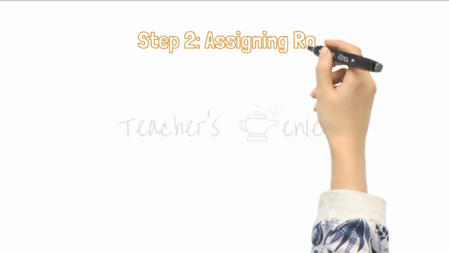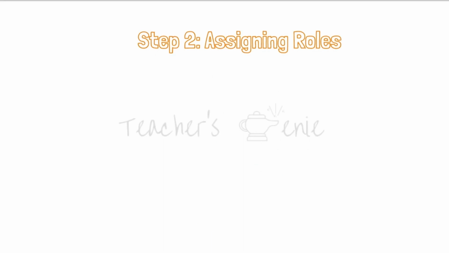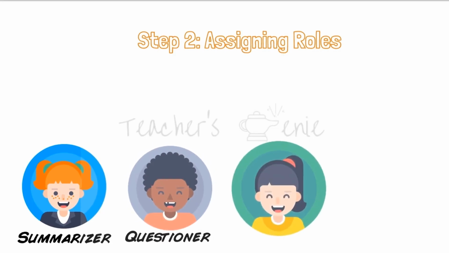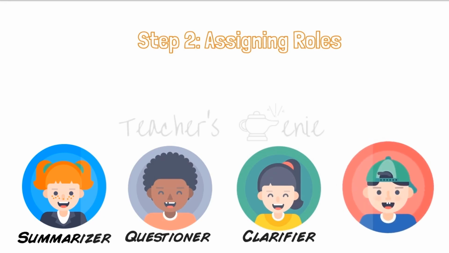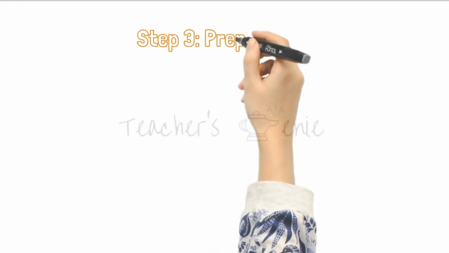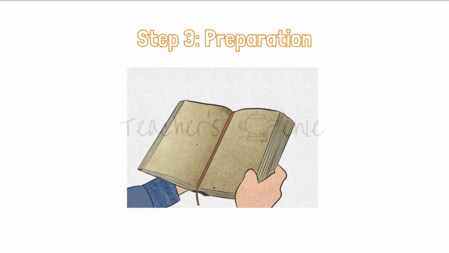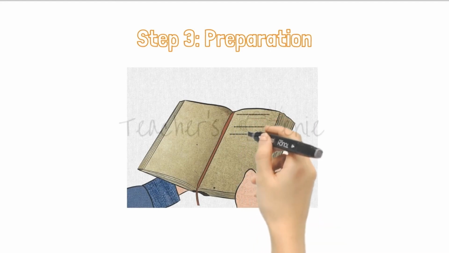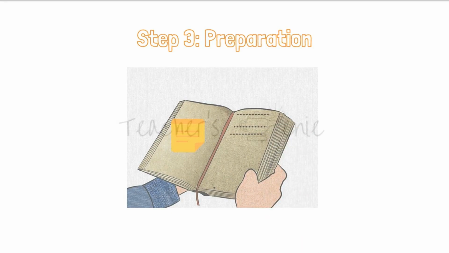Step 2 is assigning roles. Each student receives a note card identifying their unique role. First is summarizer, second is questioner, third is clarifier, fourth is predictor. Step 3 is preparation. Students read a few paragraphs of the assigned text selection. They are encouraged to use note-taking strategies such as selective underlining or sticky notes to help them better prepare for their role in the discussion.